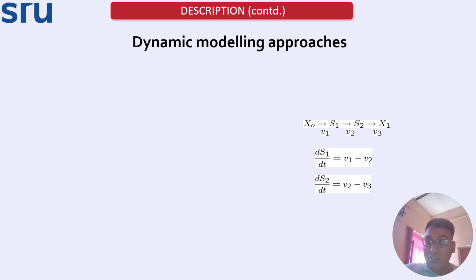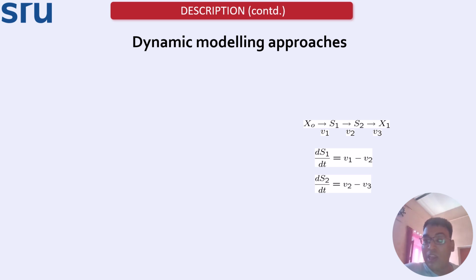As in this case, from the initial substrate X0, it produces S1, then S1 produces S2, then S2 is utilized to produce the last molecule X1, the final end product. X0 to S1 to S2 and then X1, with reaction rates V1, V2, V3. dS1/dt, the change in concentration of S1 per unit time, is V1 minus V2. V1 is the rate at which it is synthesized and V2 is the rate at which it is utilized.